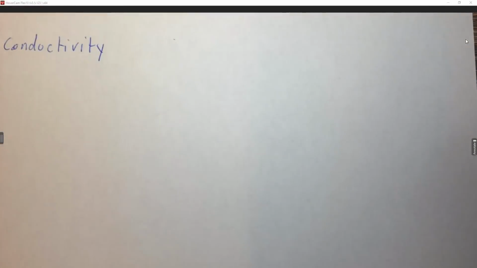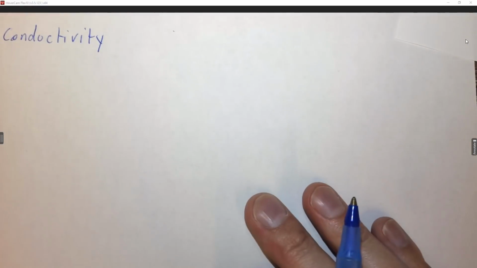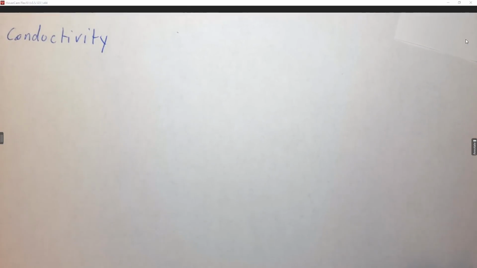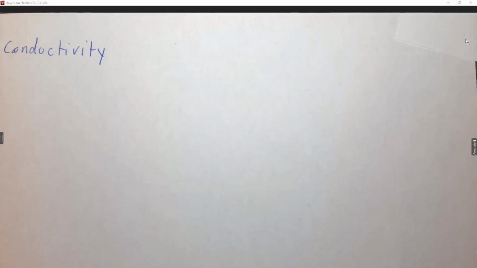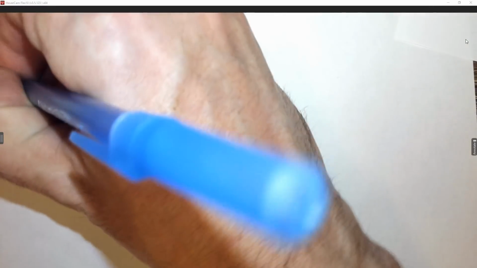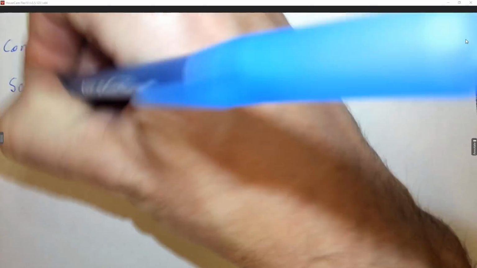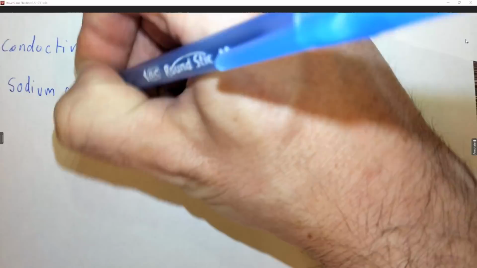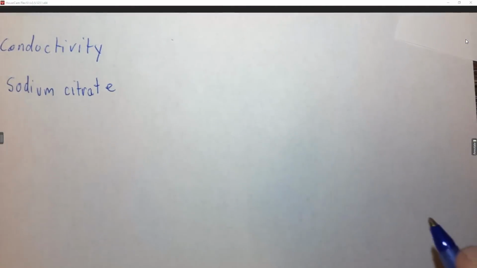The next thing that you may have as your section is conductivity. So I do want to talk about conductivity as well, and then I'm going to turn it over to Tim. So with the conductivity, we're trying to find the conductivity of the sodium citrate solution. So we have sodium citrate.